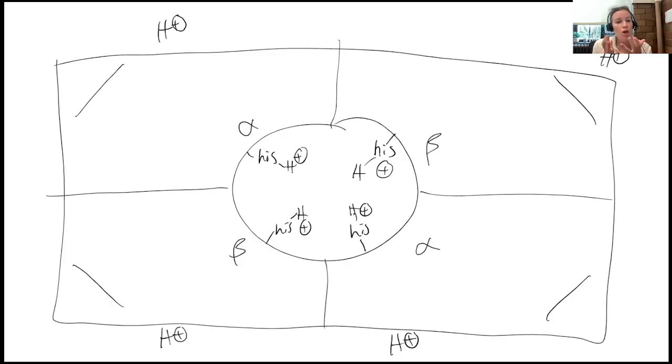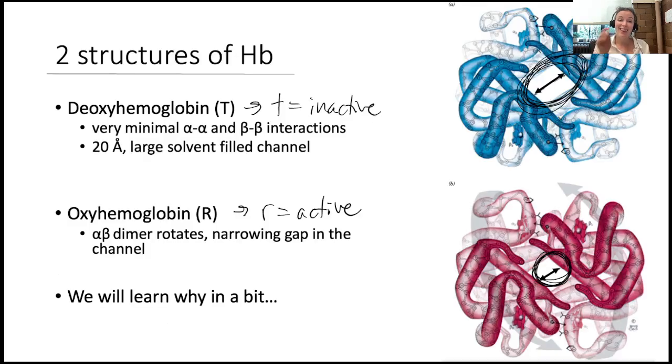Well, what do we know about a bunch of similar charge close together? Coulomb's law tells us that having all these positively charged histidines close together will cause a strong repulsive interaction. And this repulsion will physically open that central cavity. Now, a large central cavity, folks, is seen in the T state, right? This T state has a large central cavity.